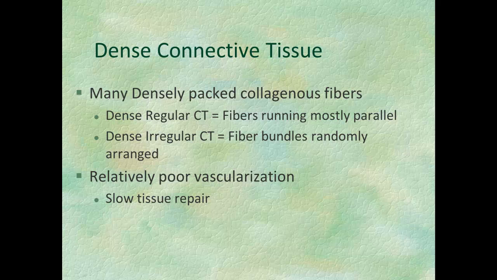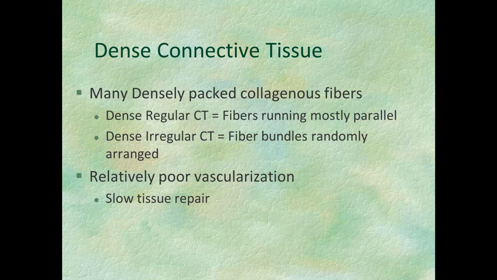We also have dense irregular connective tissue, in which those connective tissue fibers are not as regularly arranged, and they tend to run in all different directions. And as you might expect, this tends to give the tissue slightly different functional properties.